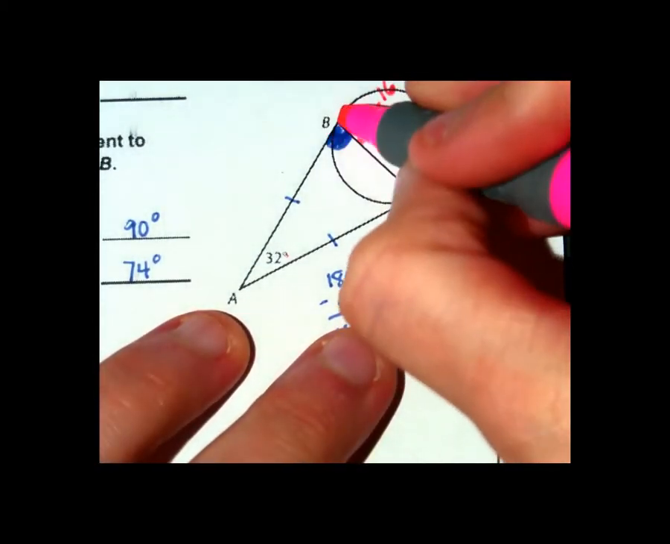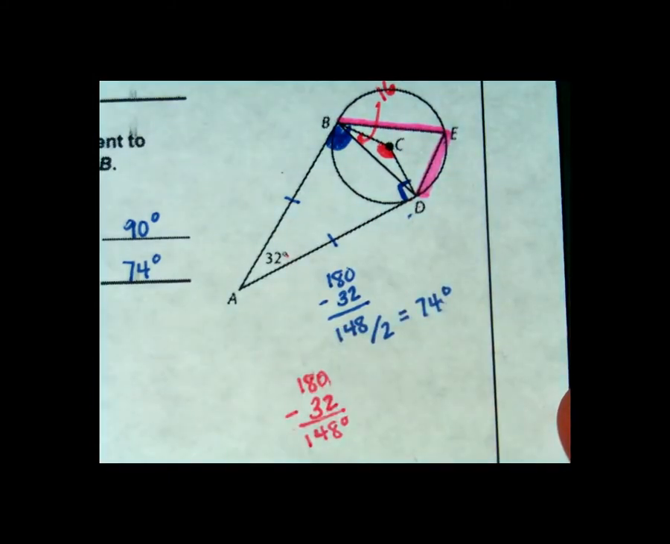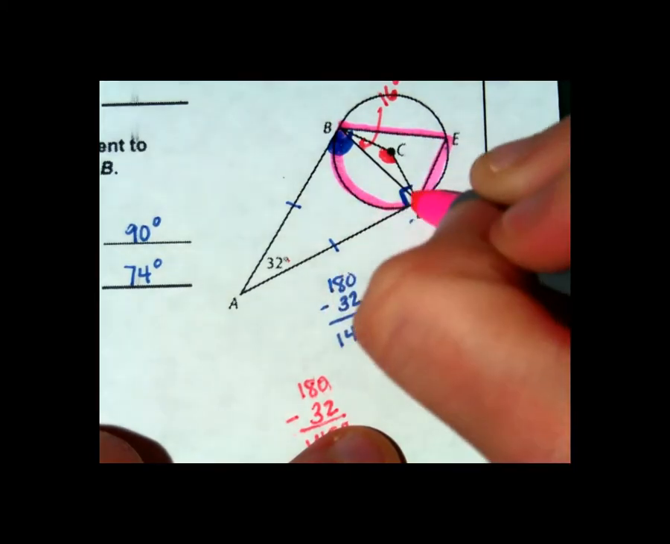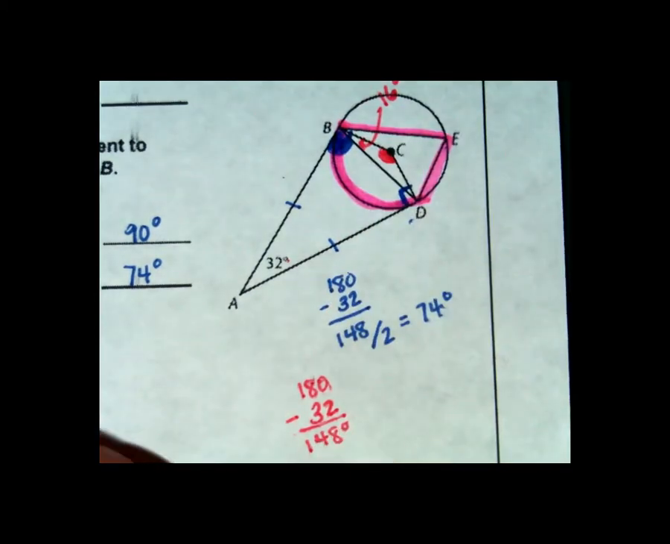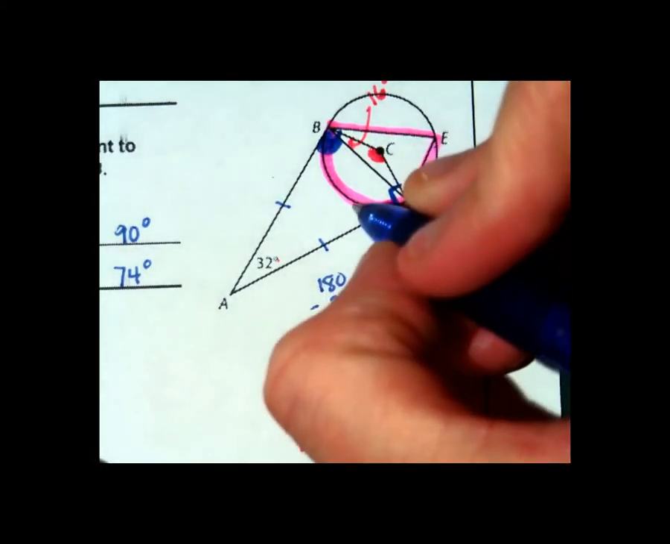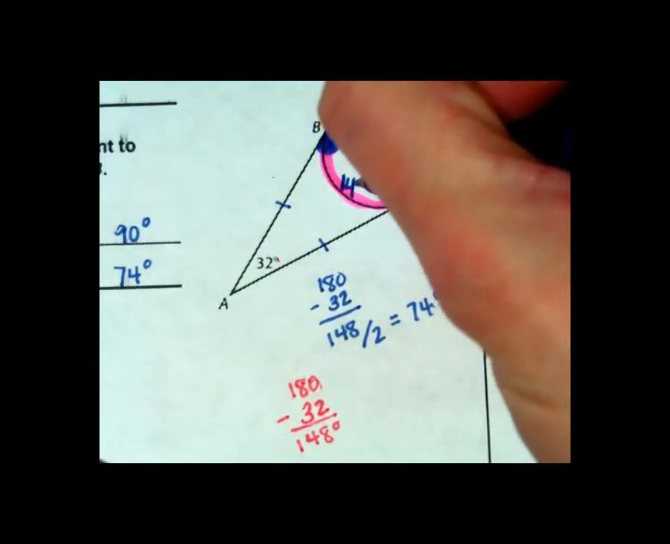We need to find BED. What is BED? Not intercepted arc. An inscribed angle. To find the measure of that inscribed angle, we need to know the measure of its intercepted arc. Do we know that? We do. Not 2 times c. The central angle and the arc are the same. This arc is 148 degrees.